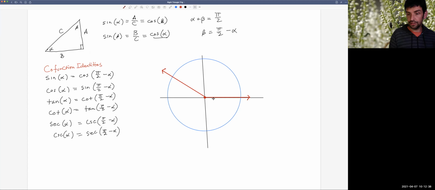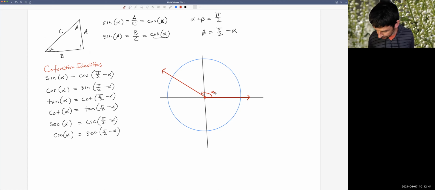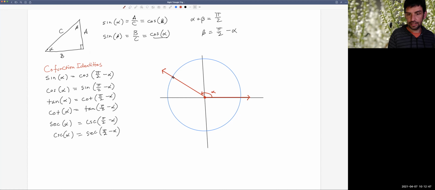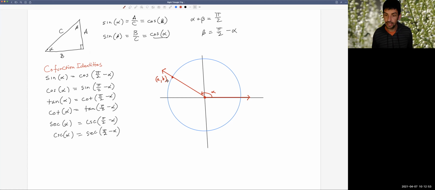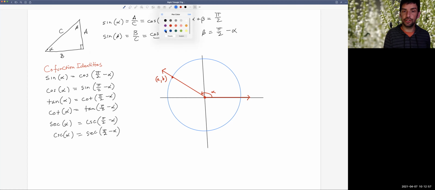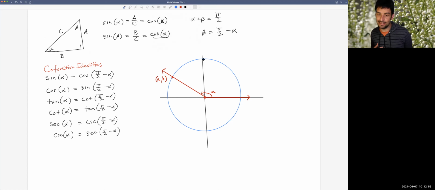So we'll call this angle alpha. Okay. And let's give it coordinate points. So whatever these values are, I'm just going to call them A and B. Now let's look at another angle. Let's look at pi over 2 minus alpha. But I'm going to draw it in a non-standard way.